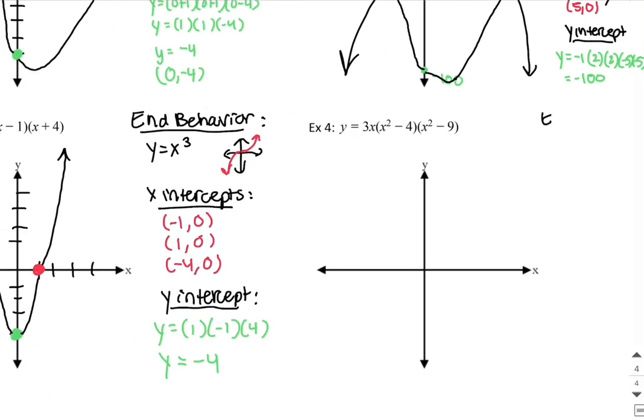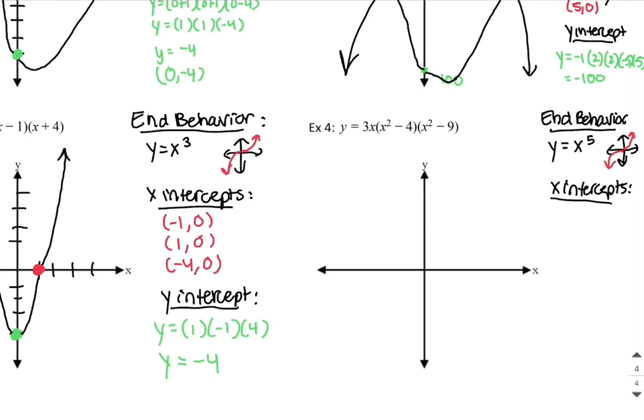All right, example 4. End behavior is what I need first. The end behavior here is y is equal to, when I multiply all of this together, I have x to the 5th power, which looks like this, downwards and upwards.